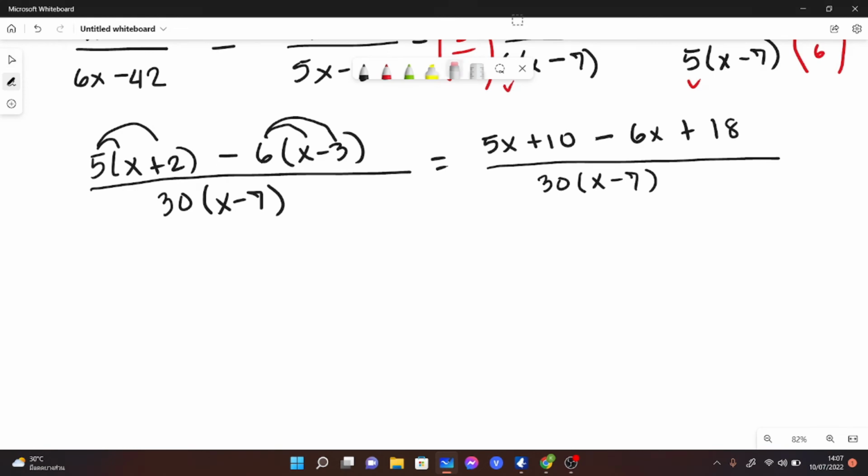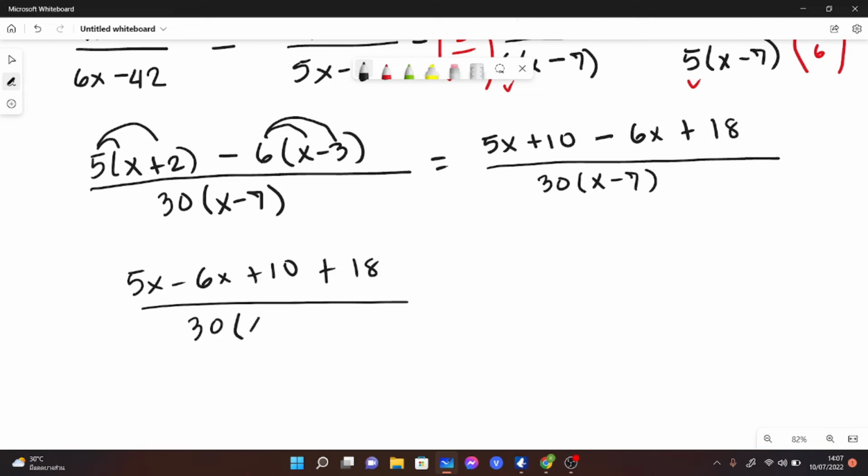Next one. Let us regroup first. So we have 5x minus 6x plus 10 plus 18 over 30 times x minus 7, equals 5x minus 6x is negative x plus how many? Positive 28, all over 30 times quantity x minus 7. And that's our final answer.